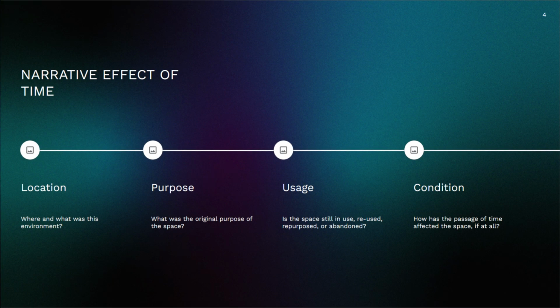Another thing to consider is the narrative effect of time on the space, which can be broken down into four groups: where and what environment was, the original purpose of environment, if it is in use, reused, repurposed, or abandoned, and how the passage of time has affected the space.